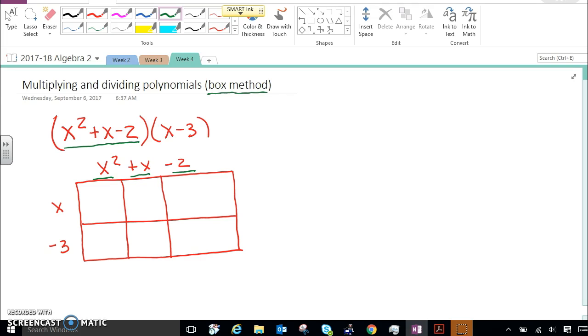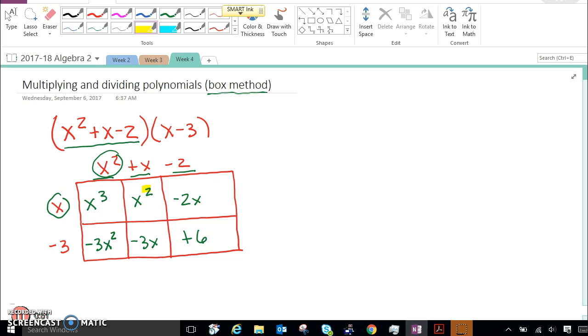Now when we multiply x squared times x, we get x cubed. When we multiply x squared times negative 3, we get negative 3x squared. Similarly, x times x is x squared. X times negative 3 is negative 3x. X times negative 2 is negative 2x. And negative 2 times negative 3 is positive 6.